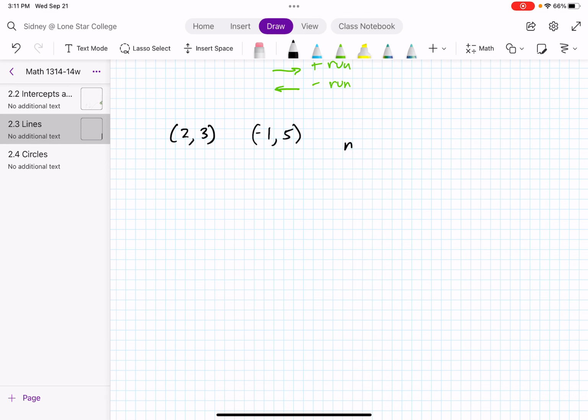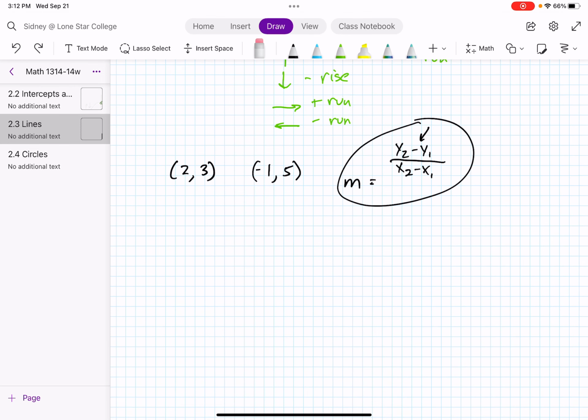Some of you will be familiar with the formula that's used, which is y2 minus y1 over x2 minus x1. That is the formula that you'll see in textbooks for slope. And all that's doing is finding the difference in y values and finding the difference in x values.